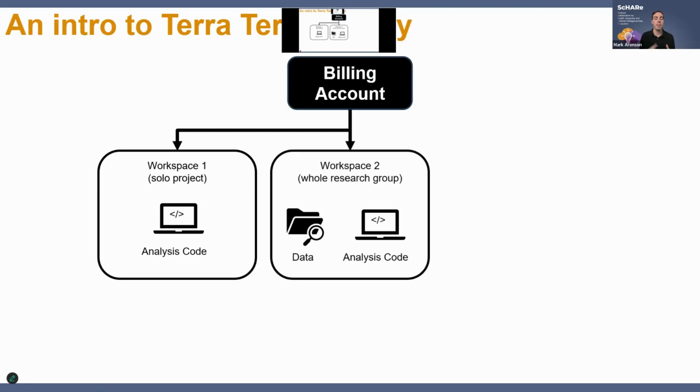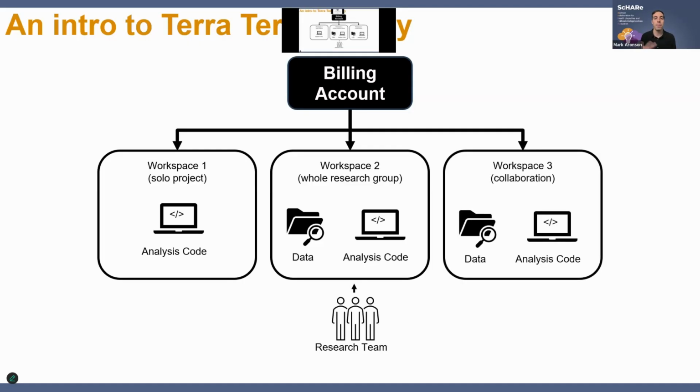But in a second project, maybe this is something you're doing with your whole research group. So you can create a second workspace that's connected to that same billing account. And this workspace, maybe you upload some data that your group captured, and you have some analysis code to work with it. So you can take all those pieces and you can share it with your research team. And maybe in a third example, maybe you have a collaboration project that has its own set of data, its own analysis code. And this one you can share with both your research team and a partner team.